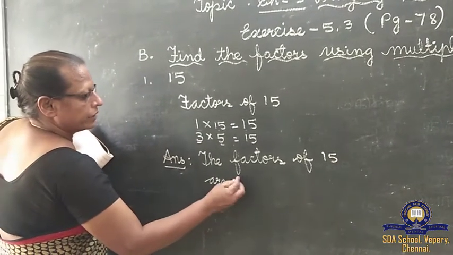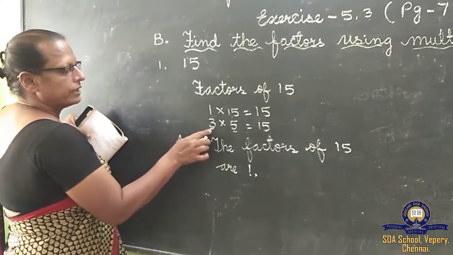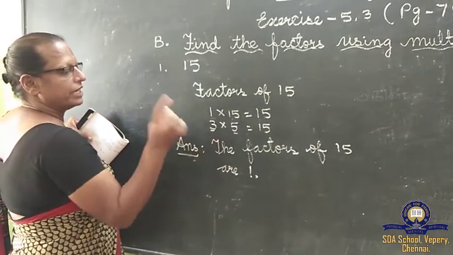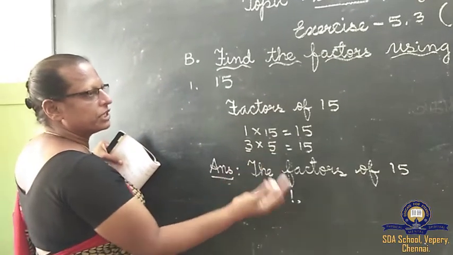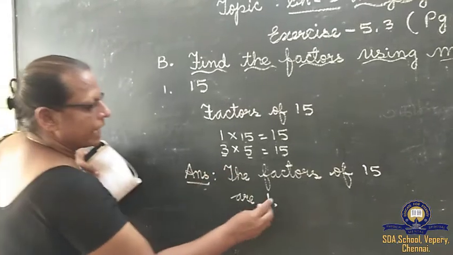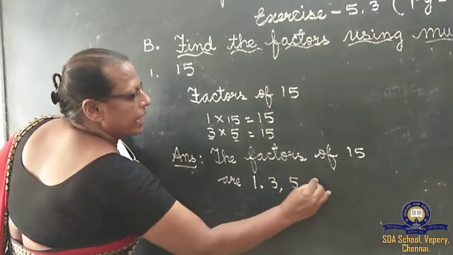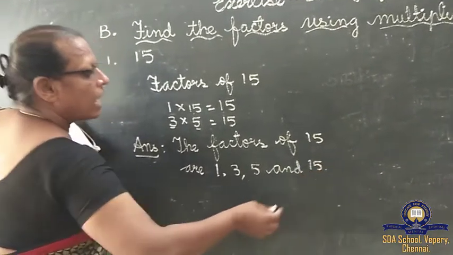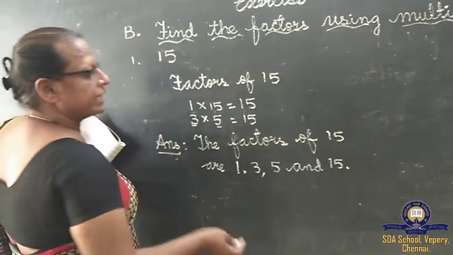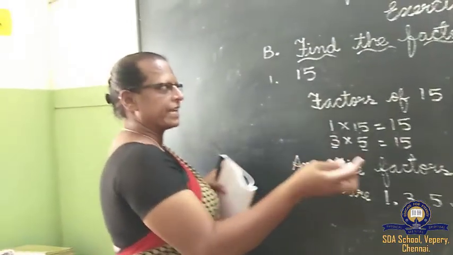See what you have to do: you have to write in ascending order, 1, 3, 5, 15. Understood children? If you write 1, 15, 3, 5, it doesn't look nice. So in ascending order: 1, 3, 5 and 15. And you have to put the full stop. Until you are thorough in the multiplication tables, you can't do these sums. Okay, we will see the second sum.